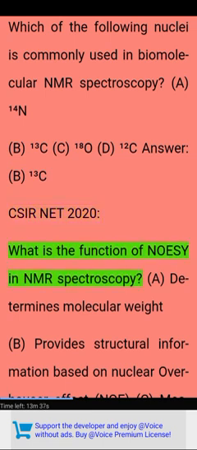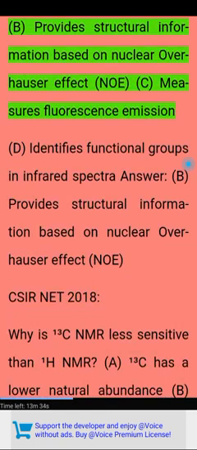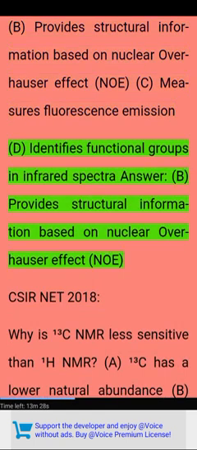CSIR-NET 2020. What is the function of NOESY in NMR spectroscopy? A. Determines molecular weight. B. Provides structural information based on nuclear Overhauser effect, NOE. C. Measures fluorescence emission. D. Identifies functional groups in infrared spectra. Answer: B. Provides structural information based on nuclear Overhauser effect.